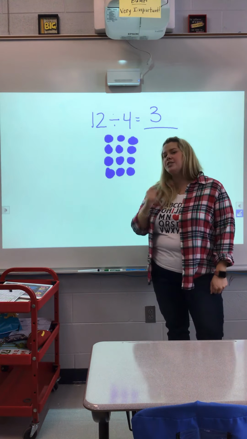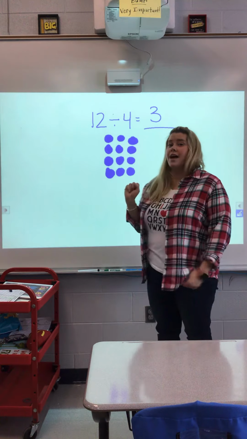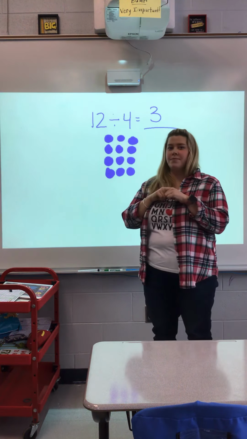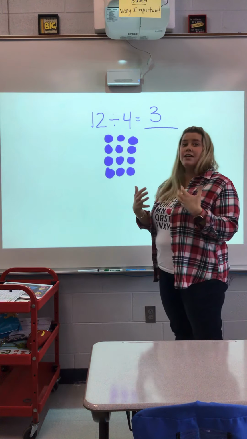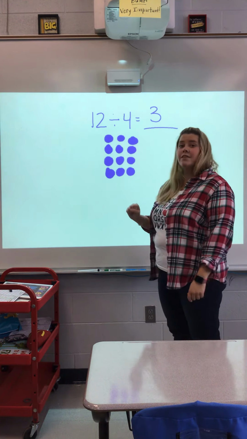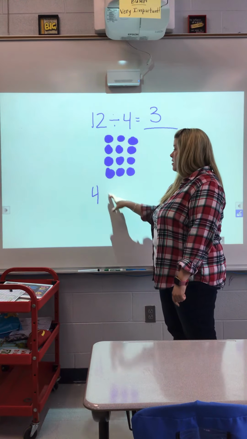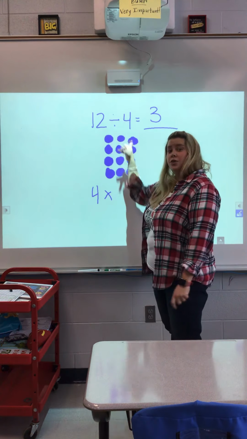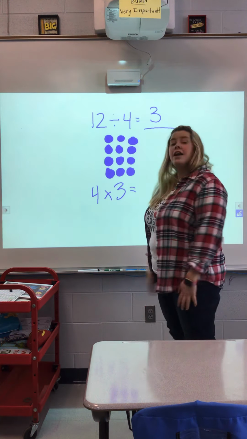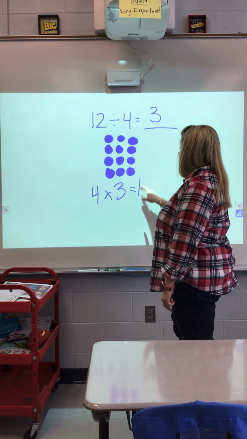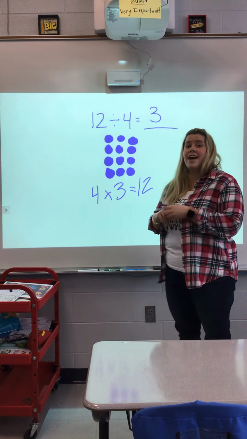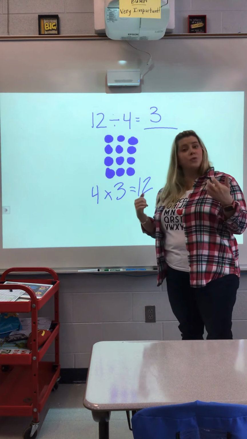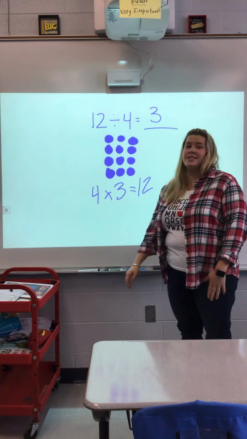What about my multiplication sentence? How can I use this array to make a multiplication sentence that's related to that? Right, I'm just going to count like we did before. How many rows do I have? I have 4. How many columns, or how many items in each row? 1, 2, 3. And then how many counters are there total? There's 12, okay? So this multiplication sentence is the inverse, or the opposite, of this division sentence.